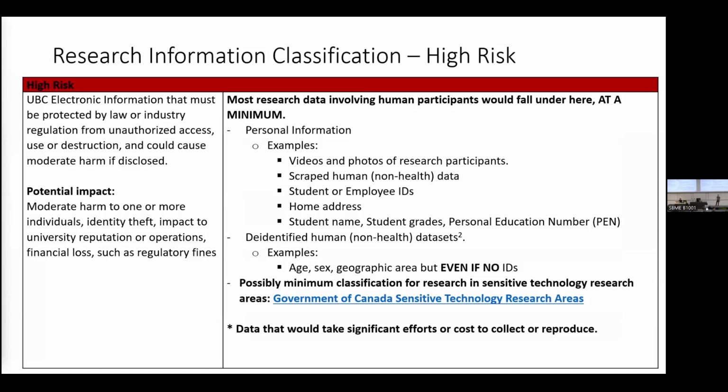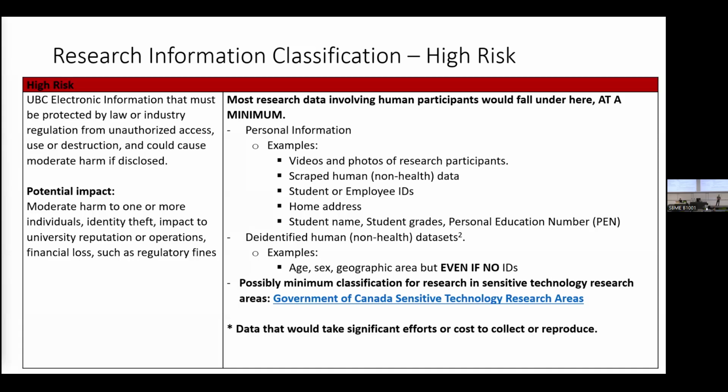And usually when it comes to high risk information, even if it's not personal information, you also have to consider things like what the Government of Canada considers sensitive technologies. I invite you to have a look at UBC Research Security's website, which has a lot of information about sensitive technology. If you do research in technologies, something like biomedical or bioengineering, this is something you might want to be familiar with.